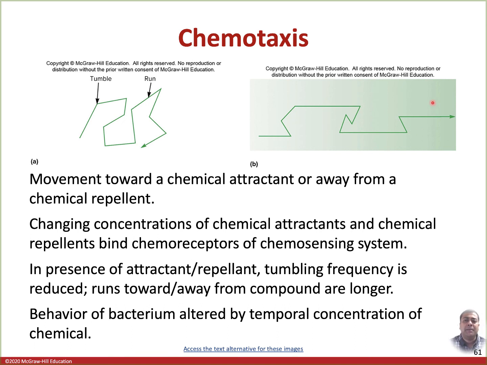So in this condition, the bacteria can sense the environment by their chemoreceptor and chemosensing systems. In presence of this attractant, they will go straight, then tumble, go straight. But what you can see here is that when a chemical is present in a gradient, if it's an attractant, the random movements slow down, and they travel in a straight direction for a longer period of time. So the tumbling frequency is reduced, and runs towards the compound are longer. This behavior of the bacteria is altered by the temporal concentration of the chemical as well.